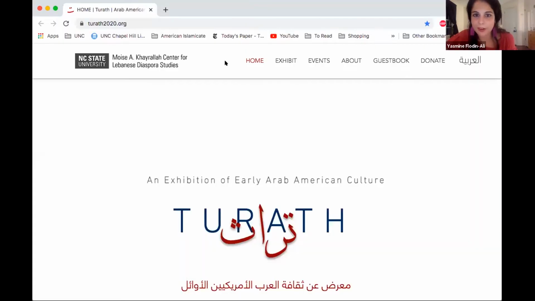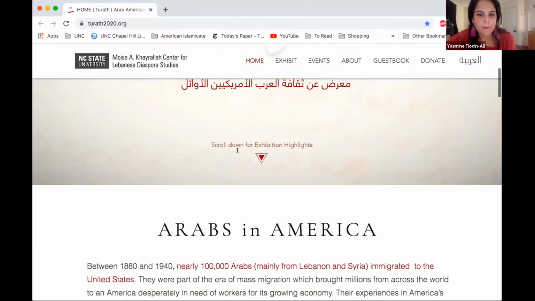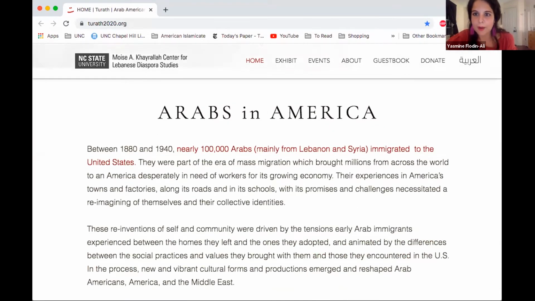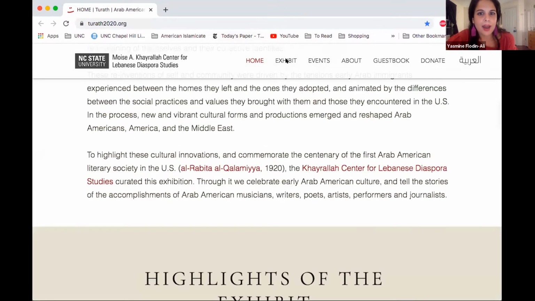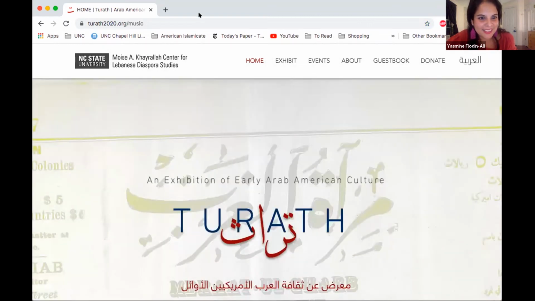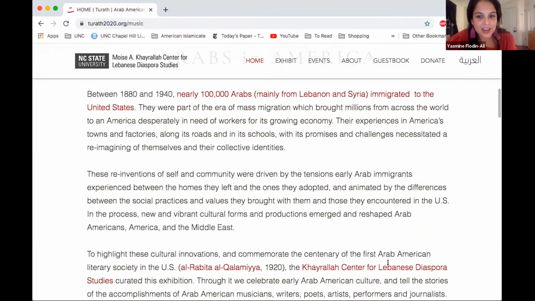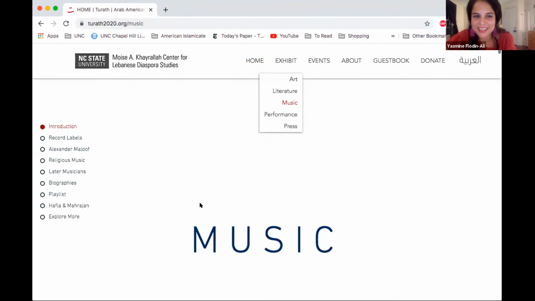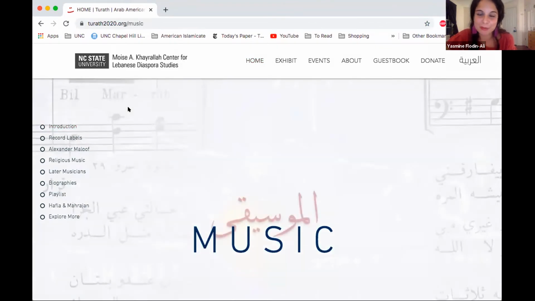So you get there, it's very user-friendly. It tells you what it's about. It's about Arabs in America. And you have this exhibit function. So for the purposes of this lesson, we'll be going to exhibit and then music. So you click on exhibit and you click on music. And you have all of these musicians that existed during this time period in the US that had their own little micro communities and record labels and ways of producing things.